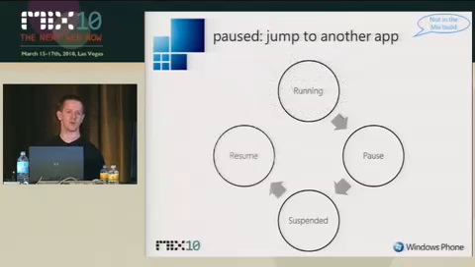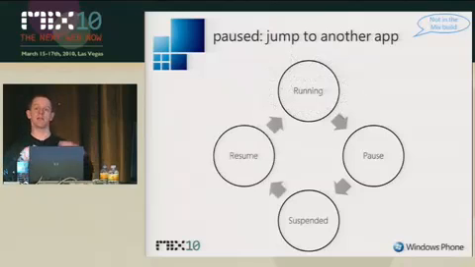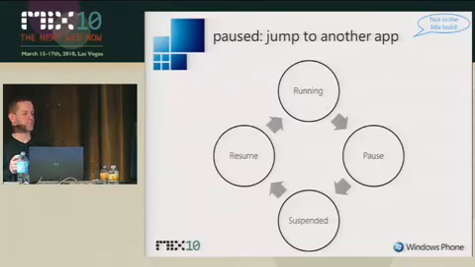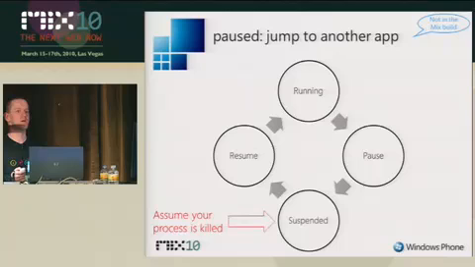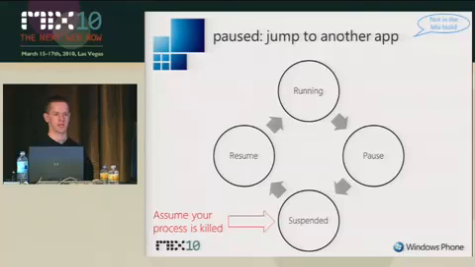And then, assuming the user comes back to your application, we will give you a resume event saying, hey, you're back running again, and now you're back in the running state. And one of the key things about this one is, wait for it, while you are suspended, your application might be killed. So you have to assume that when you go into the suspended state, so after you've been paused, you have to assume that your process is going to be killed.